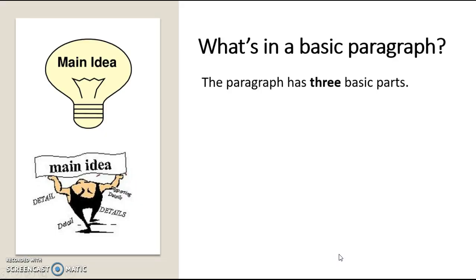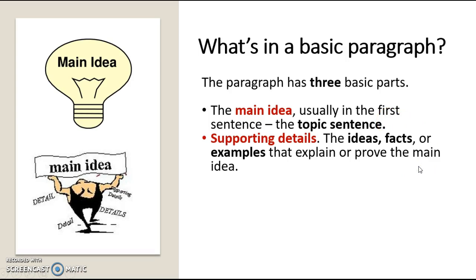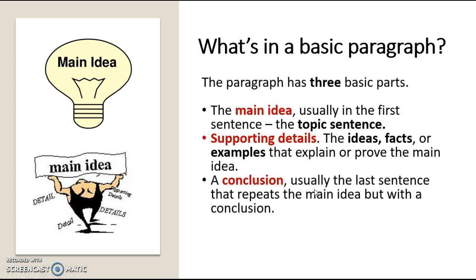So what's in a paragraph? Well, basically we have 3 parts. We have the main idea, which is usually in the topic sentence, which is often the first sentence of a paragraph. And of course it has what we call supporting details. Those are the ideas, the facts, or examples that help explain or prove the main idea. In this case, it's going to be those ideas, facts, or examples that are going to help to define or explain the concept you're writing about. And the conclusion is usually the last sentence, and it repeats the main idea, but with a little bit of a twist.